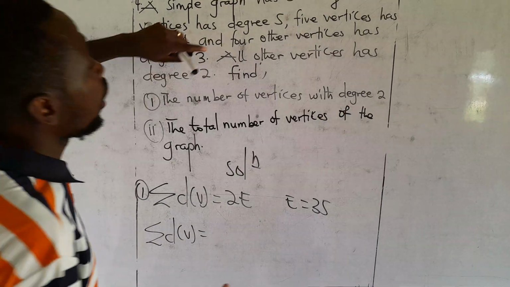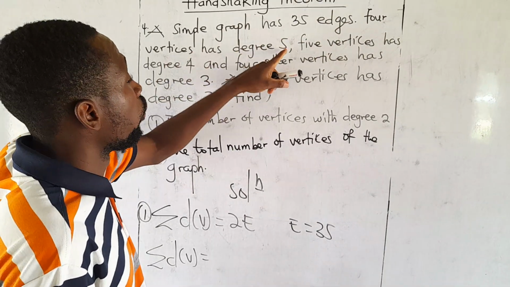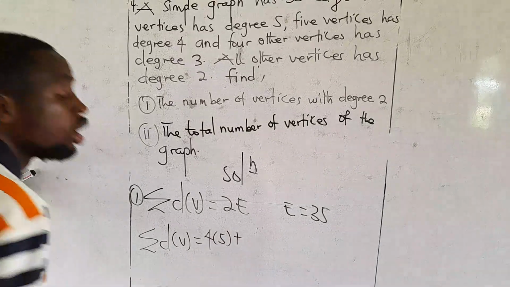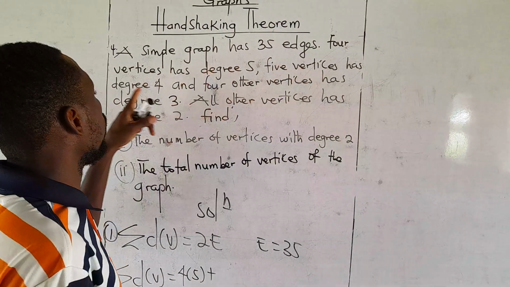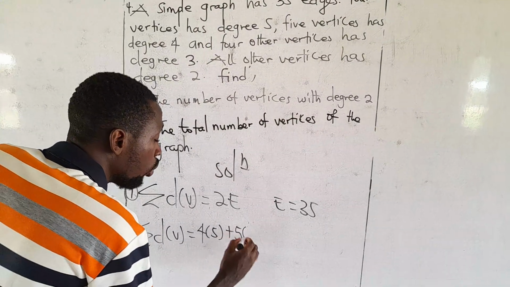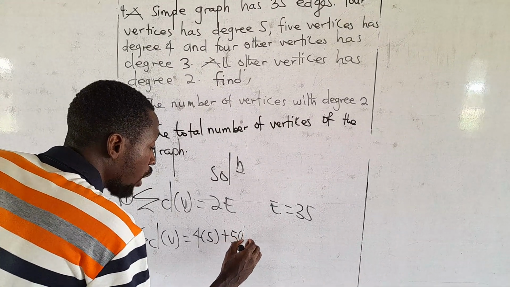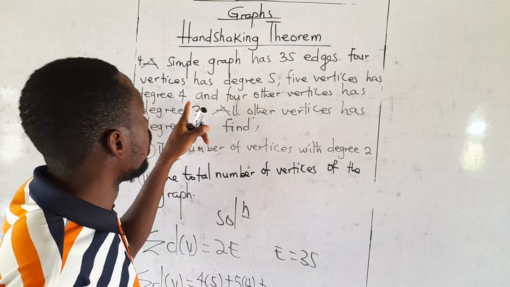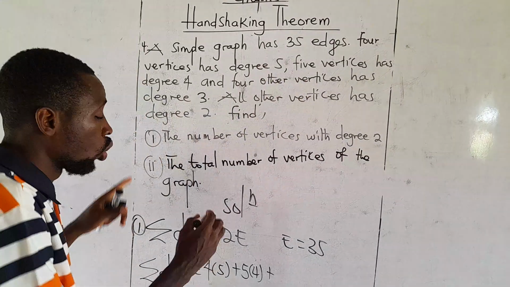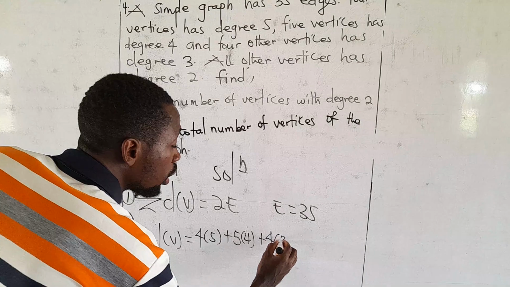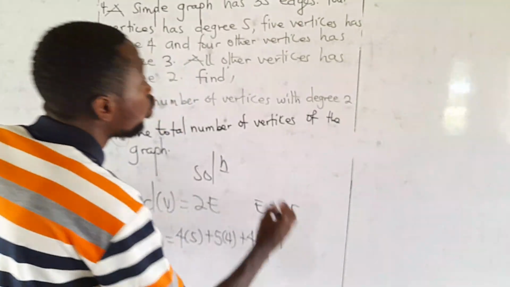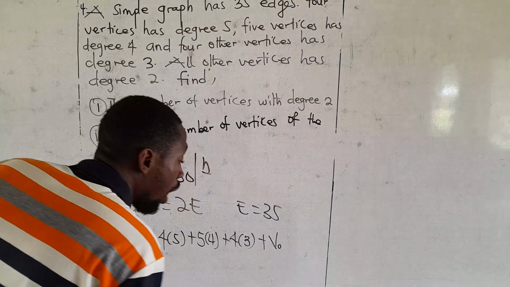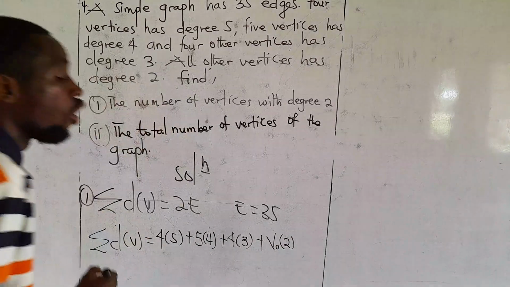So the total degree of all the vertices will be equal to, if 4 vertices have a degree of 5, then their total degree will be 4 times 5. Then plus, if 5 vertices have a degree of 4, their total degree will be 5 times 4. Then plus 4 other vertices have a degree of 3, so their total degree will be 4 times 3. Then all other vertices have a degree of 2, so all other vertices times the degree of each of them will give us their total.